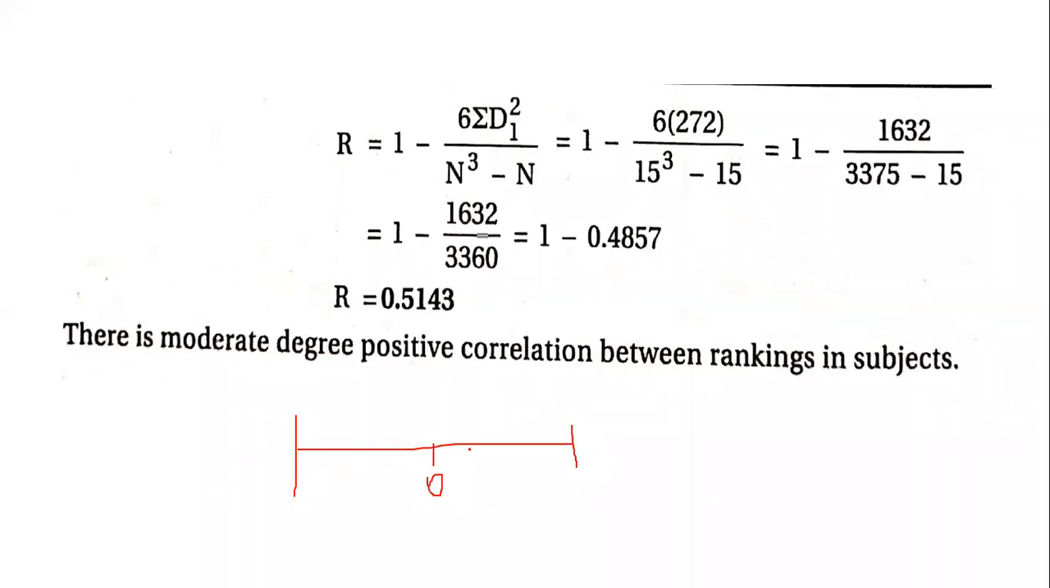Putting this onto the band, this is on the positive side, so it is a positive correlation. Between 0.25 and 0.75, this value of 0.5143 lies between 0.25 and 0.75. So it is a moderate degree correlation. It's a moderate degree positive correlation because it is a plus number. Okay, so that is the problem.